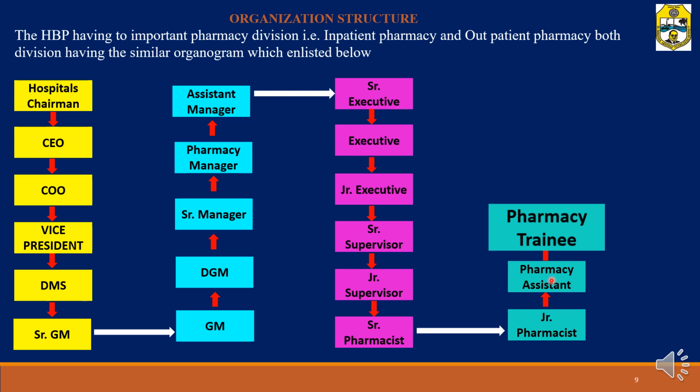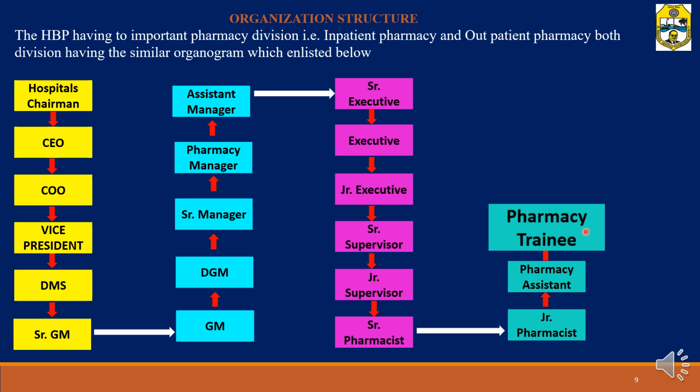Now, pharmacy assistant. Pharmacy assistants are people from a non-pharma background who have a supportive role in the services, and they need to spend around 5 to 10 years of experience in a pharmacy department. They are called pharmacy assistants. Their main role is to assist the junior pharmacist, senior pharmacist and supervisor level people.